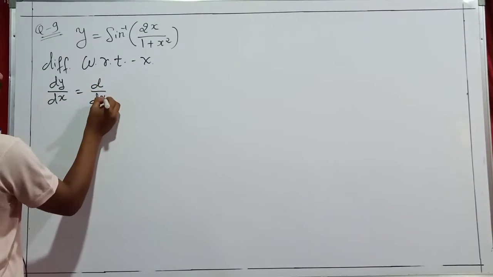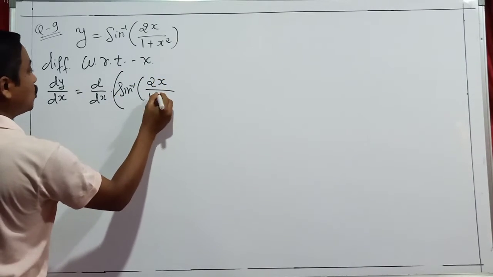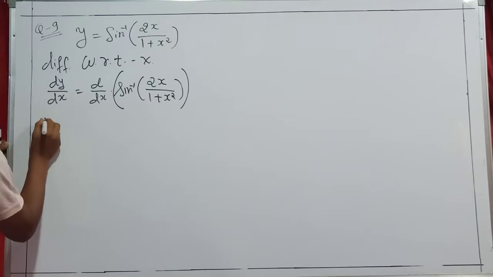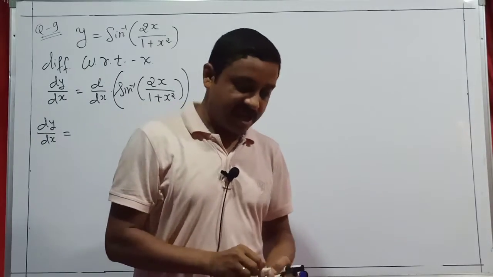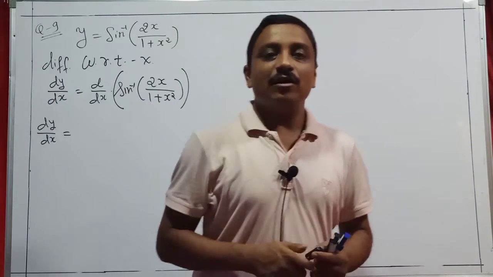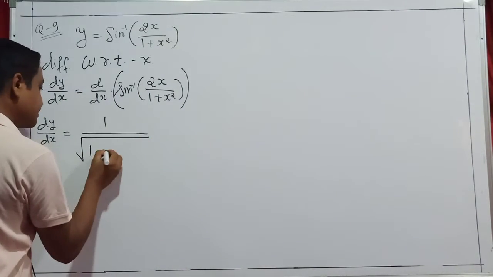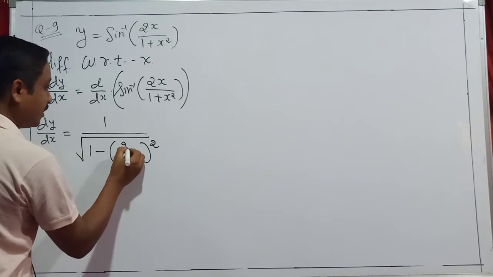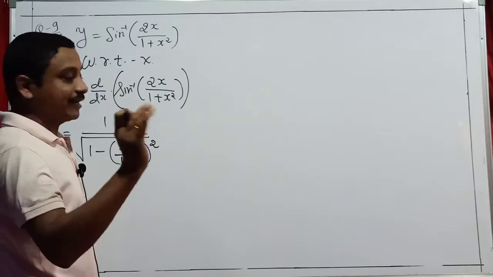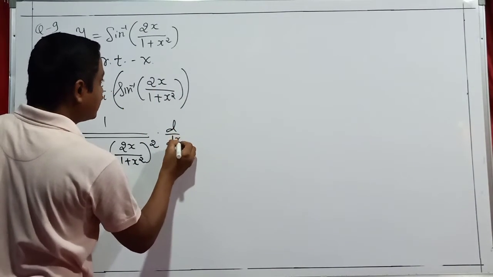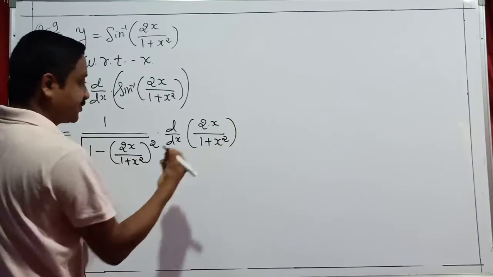Here, d by dx of sin inverse of 2x by 1 plus x square. I hope students you know by heart the formula for the derivative of sin inverse x. Yes, that is 1 upon under root 1 minus x square, and the same for 2x by 1 plus x square. This is considered as your whole x, and d dx is as it is, 2x by 1 plus x square.